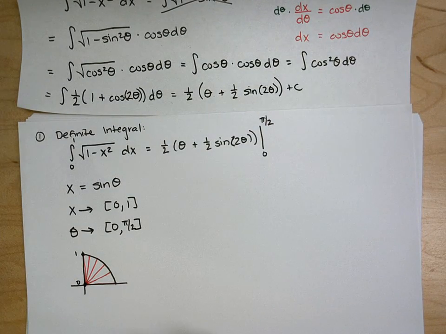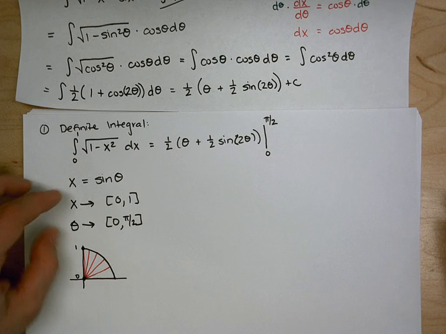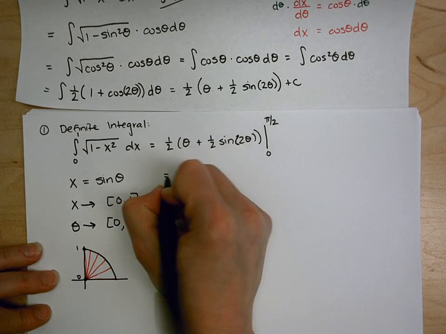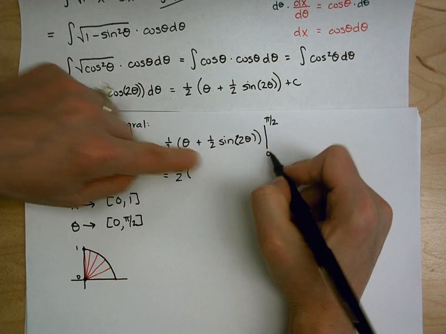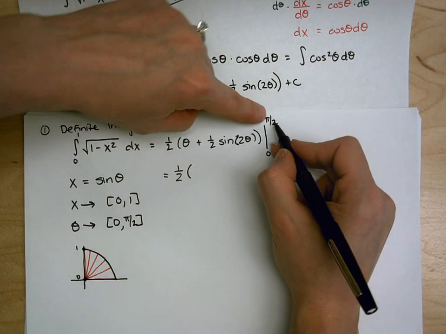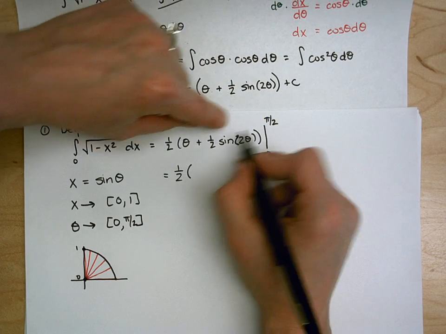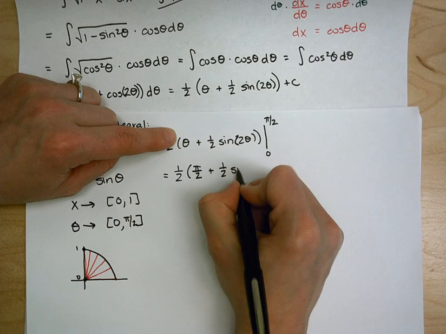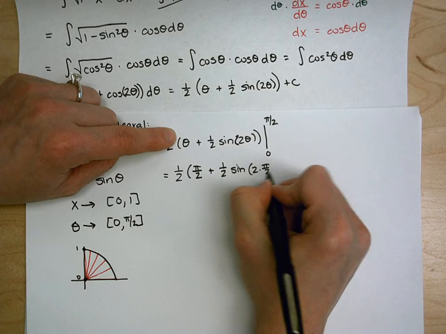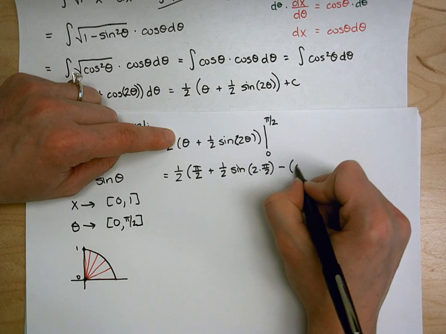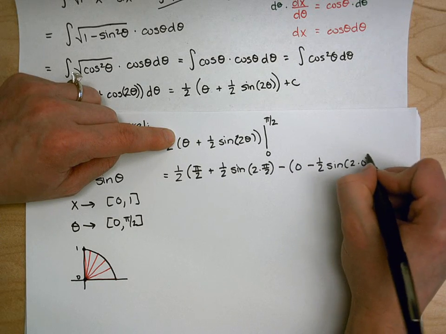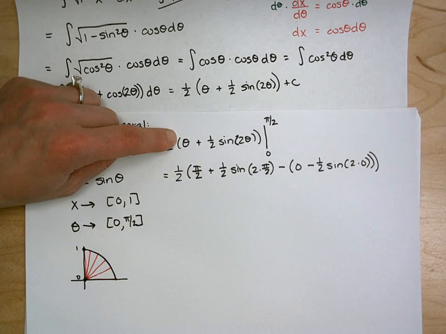Now the nice thing about doing it this way is I don't have to bring my x back in, and I can still evaluate the definite integral. So let's go ahead and do that. So I have 1/2, again, theta is ranging from 0 to pi over 2, so I'm using the fundamental theorem of calculus. I'll pull the pi over 2 in. 1/2 sine of 2 pi over 2, minus, plugging in the 0, 0 minus 1/2 sine of 2 times 0, and let's see what we get.